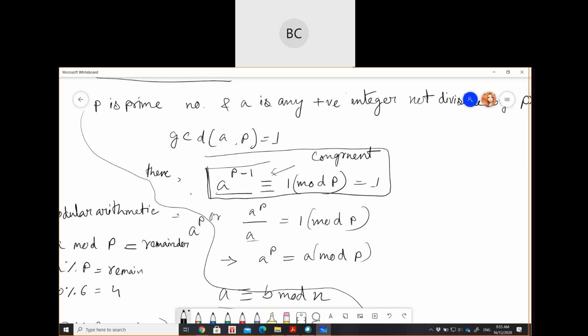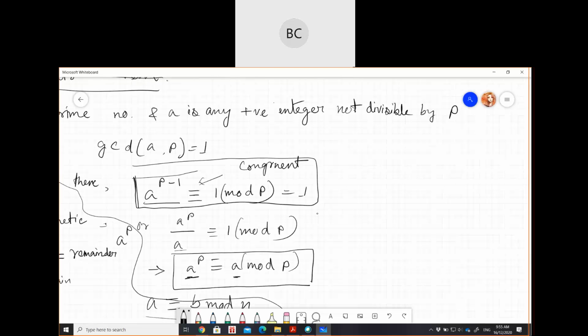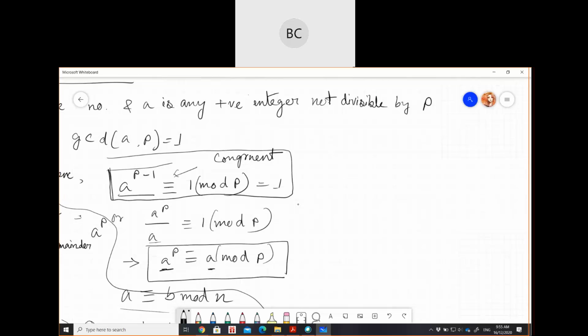So for Fermat's theorem, one equation is this. The same equation you can write, sorry, it's congruent, in this form: a power p minus 1 congruent 1 mod p, or the same equation you can also write as a power p equal to a mod p. That means this and this have the same remainder when we divide both the numbers by p. It's just all mathematical formulas.